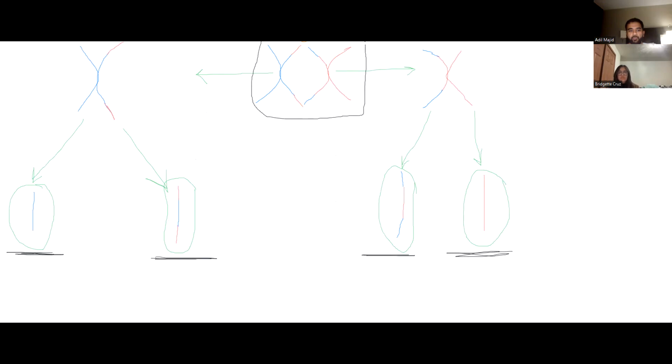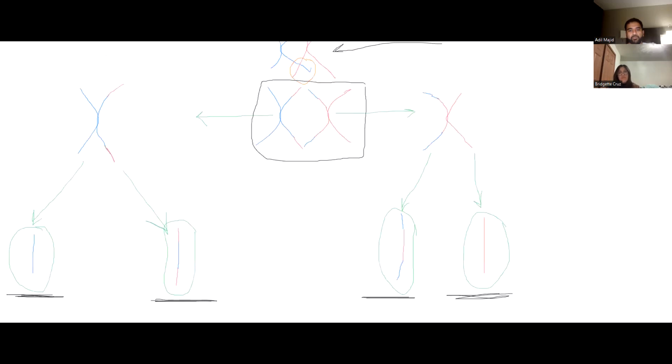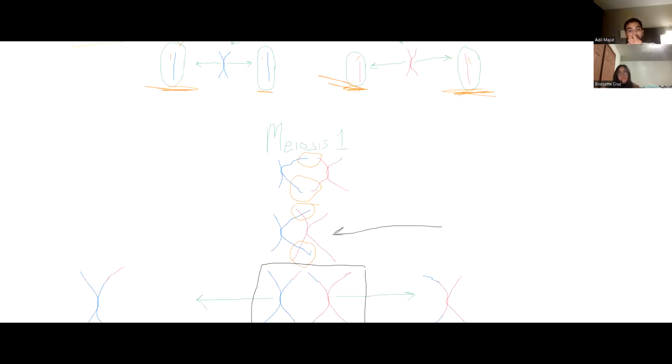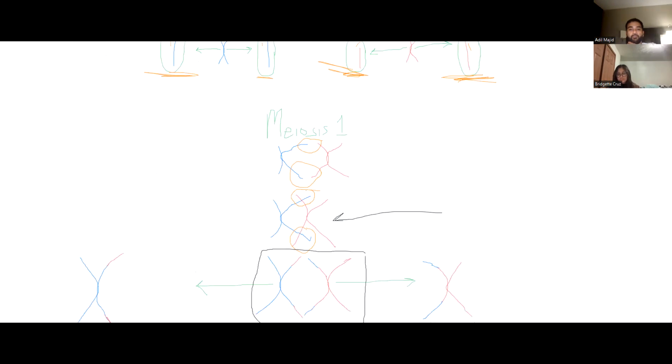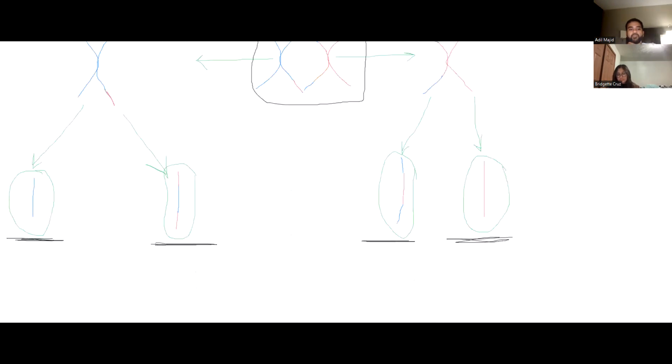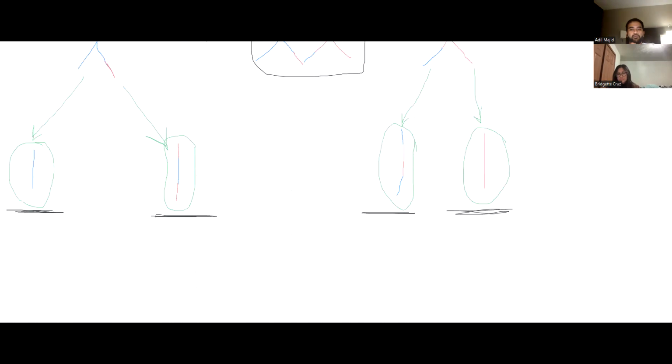One cell has red tips and a blue center, and one cell has blue tips and a red center. See that? So meiosis 1 is very important because that's what allows for genetic variation. And meiosis 2 is very important because that's what gets your haploid number.